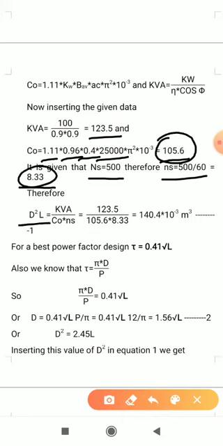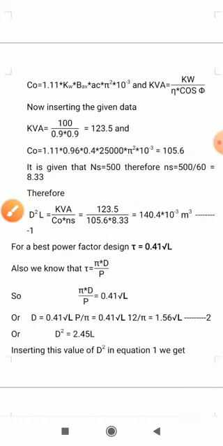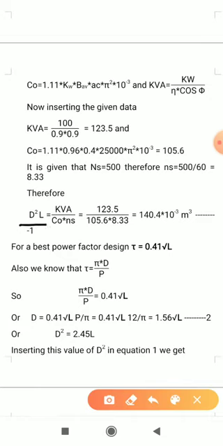So, you will get here 123.5 divided by 105.6 into 8.33, that is 140.4 into 10 to the power minus 3. Now, after calculating this D square L, the next step is to separate the D and L from the product D square L.